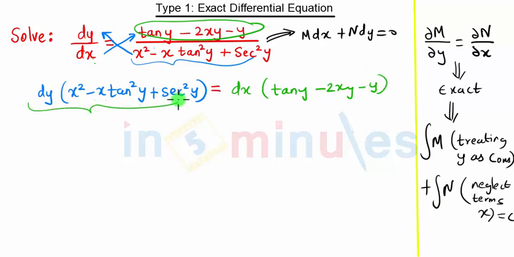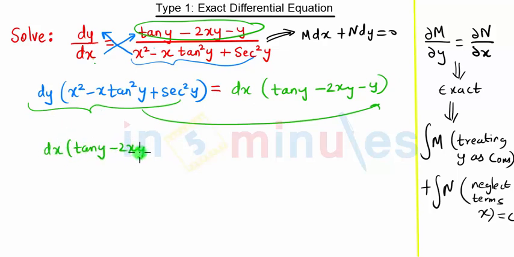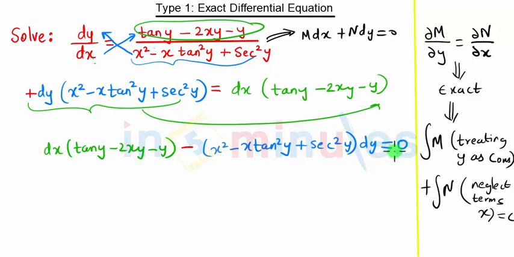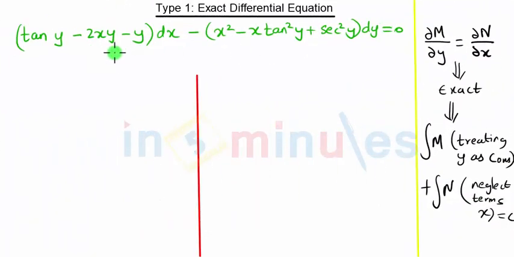If I take this dy part to the right hand side, we will get dx into (tan y minus 2xy minus y). Since it is positive on the left, after going to the right hand side it will become negative: minus (x square minus x tan square y plus sec square y) into dy equal to 0. So as you can see, this equation is now of the form M dx plus N dy equal to 0.